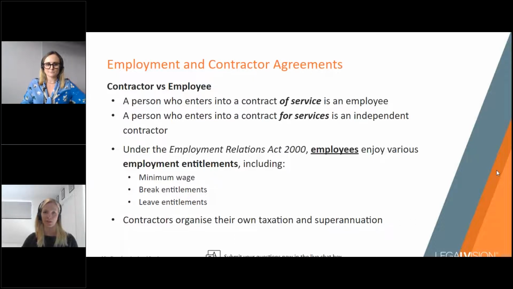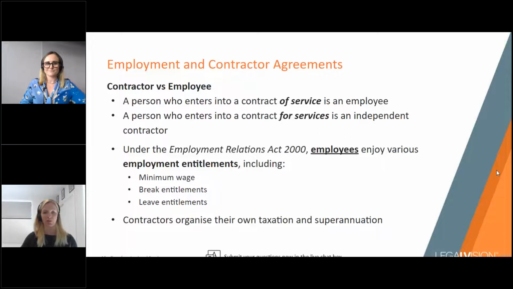However, that is a very, very basic summary, and in fact, a court would look at the nature of the relationship. So just because a contract says it's a contractor agreement doesn't necessarily mean it is. If there was ever a dispute, a court would look at the nature of the relationship between you and that person and then make a decision based on that.